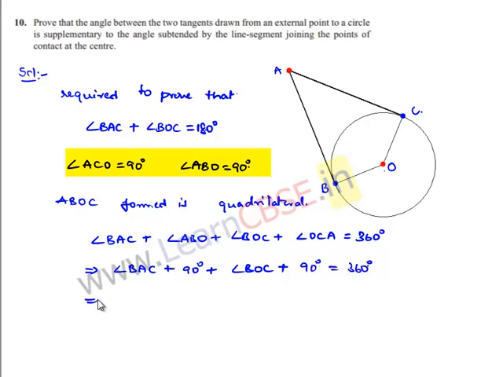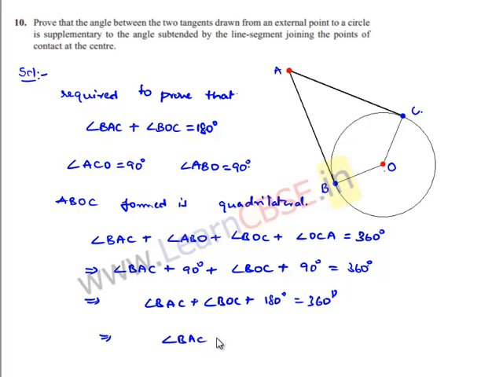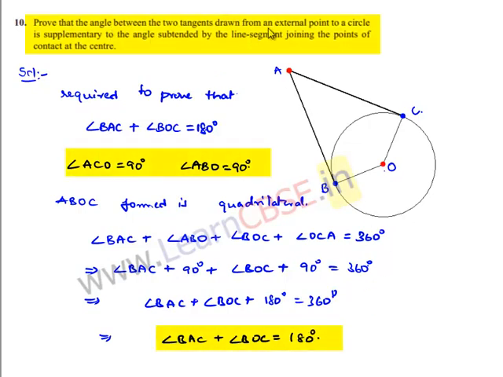That implies angle BAC plus angle BOC plus 90 plus 90, which is 180 degrees, is equal to 360 degrees. That implies angle BAC plus angle BOC is equal to 360 degrees minus 180 degrees, that is 180 degrees. Therefore, the angle between the two tangents is supplementary to the angle subtended by the line segment joining the points of contact at the center. This is the required proof.